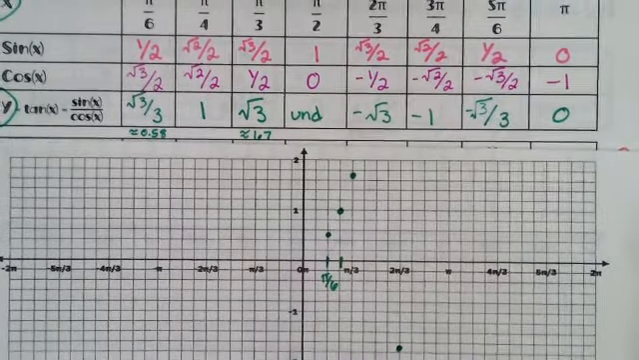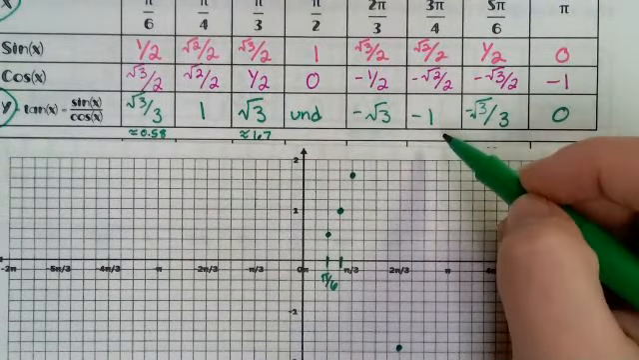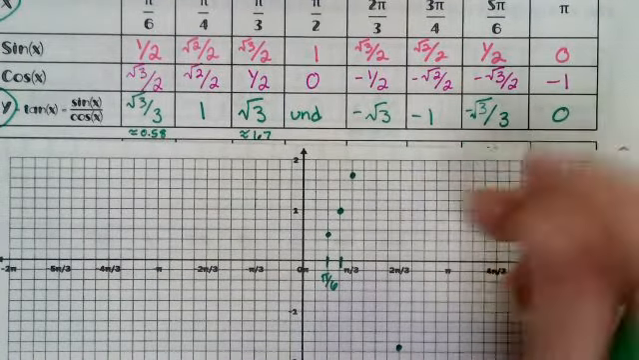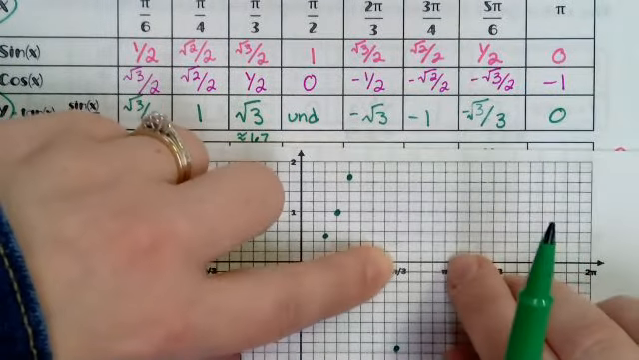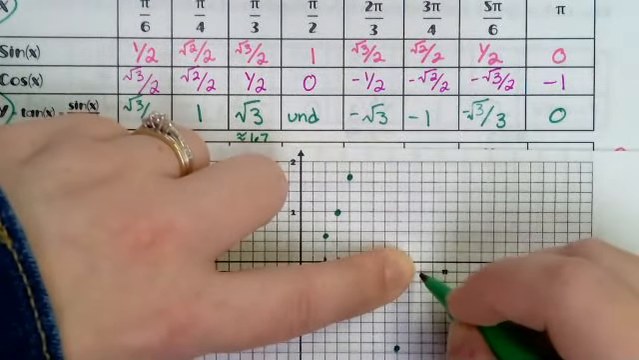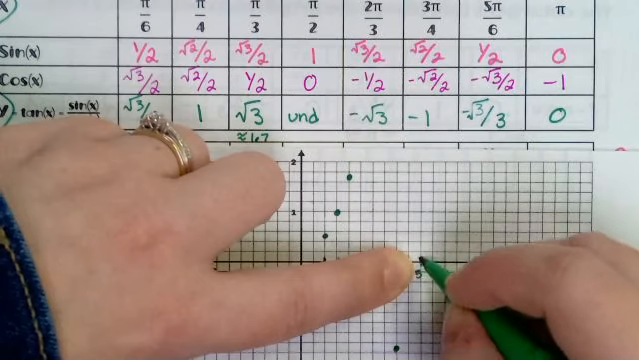Okay. At 3 pi over 4, that's my next one. Again, you can eyeball where your pi over 6 is going to be. This is going to be the 5 pi over 6 right here.